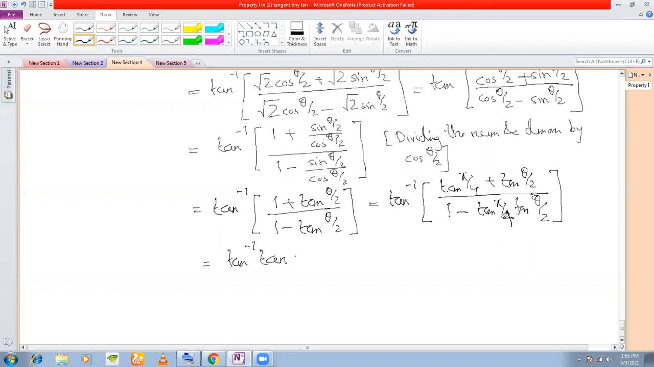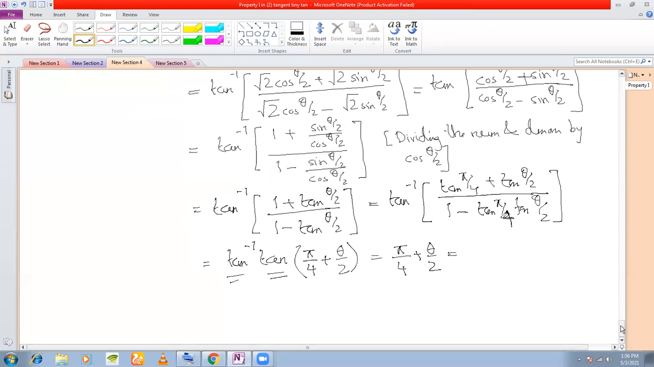Now if you see, this is simply the compound angle formula, the tan a plus b formula, with pi by 4. So what we have done is we have got a tan here and a tan inverse here. They will nullify each other. So we'll simply get pi by 4 plus theta by 2.